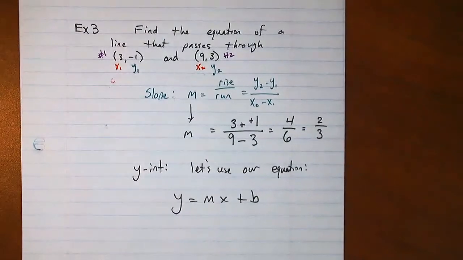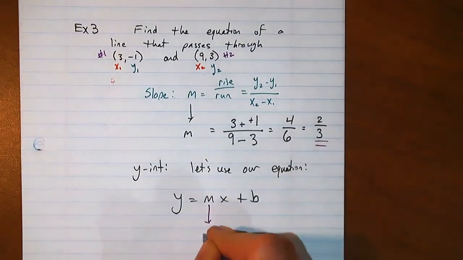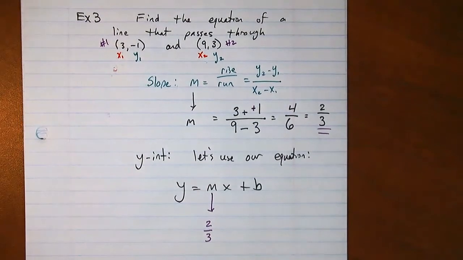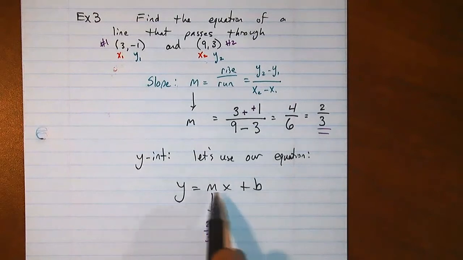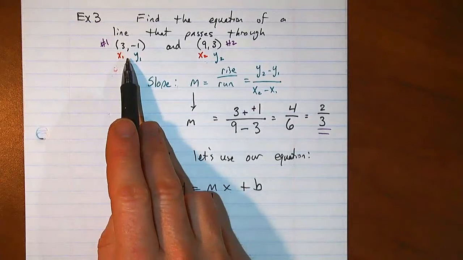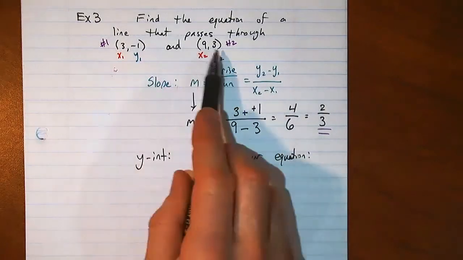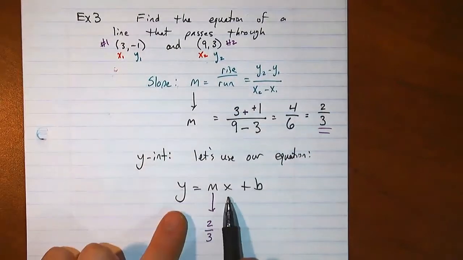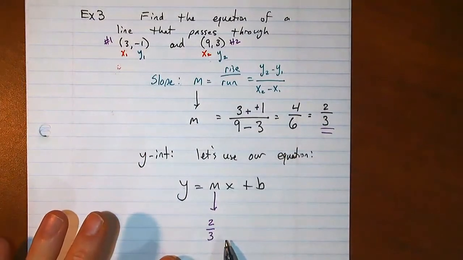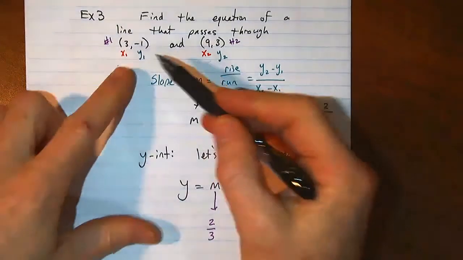Okay. Well, we just figured out m. M is 2/3. So I can make that substitution. But I also want you to notice, I know x and y numbers. I've got 2 xy numbers here. So because these are both x's and y's, and that's what goes into my equation, I can plug these numbers into my equation. Now, it doesn't matter which numbers you pick, as long as you pick them together.